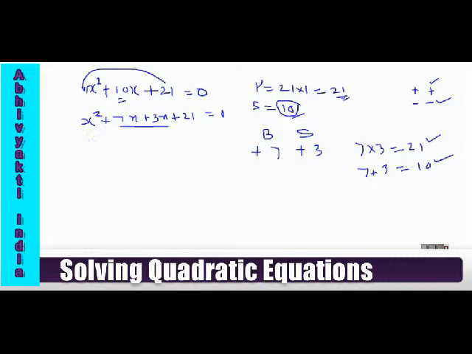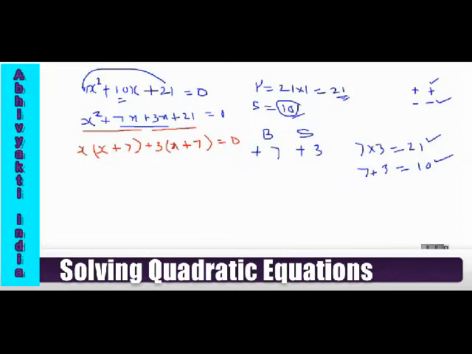Now from the first two terms which I am highlighting, x square plus 7x, and the next two terms, that is 3x plus 21, we take out a common factor. From the first two we take out a common factor x, into bracket x plus 7, plus from the next two terms we see that 3 is a common factor, so we can write it as 3 into x plus 7, that is equal to 0.